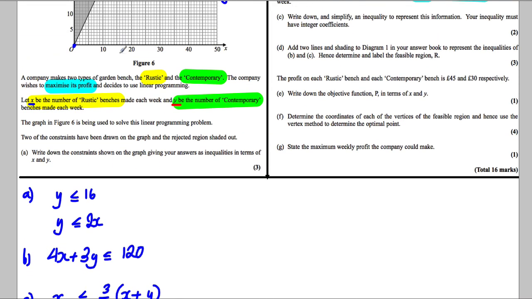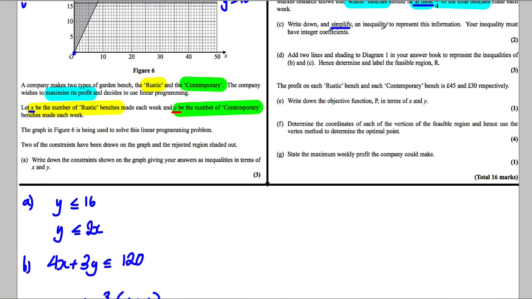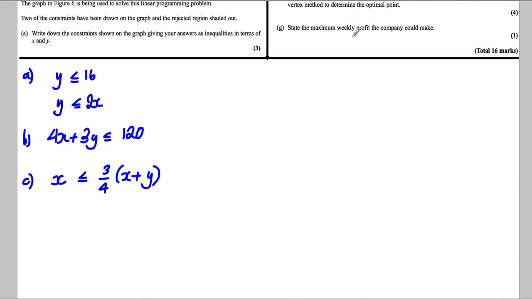Now they've asked us to simplify this inequality. And your inequality must have integer coefficients, which ours currently doesn't.